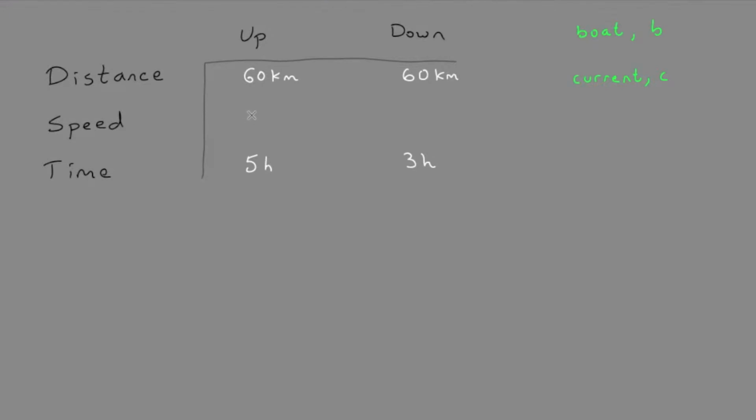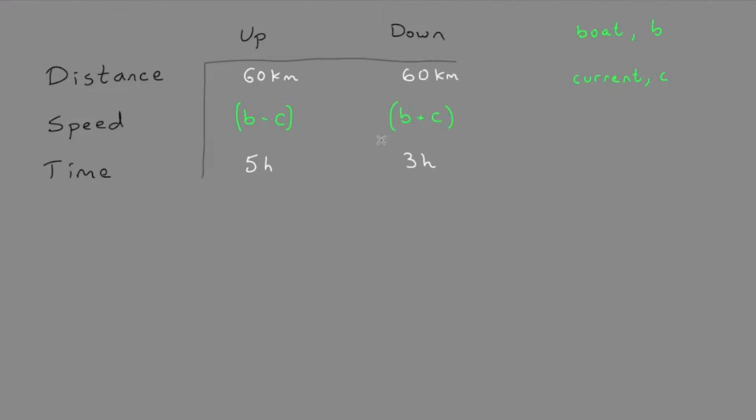So when we're going upstream, our speed is slower because the speed of the boat is reduced by the speed of the current. So we subtract it to give us our total speed. And when we're going downstream with the current, it's faster. The reason it's faster is because the two speeds are adding.